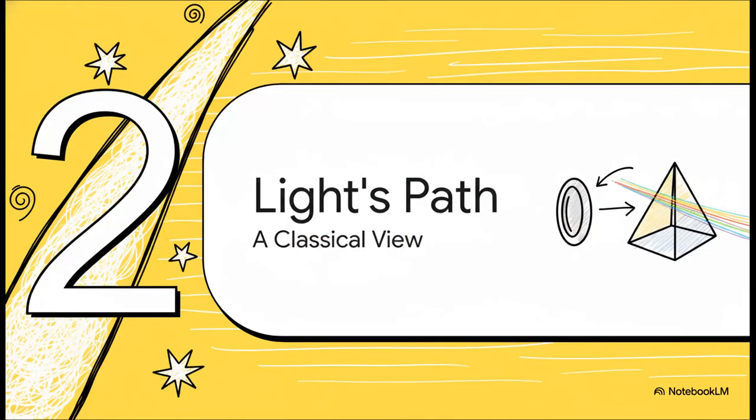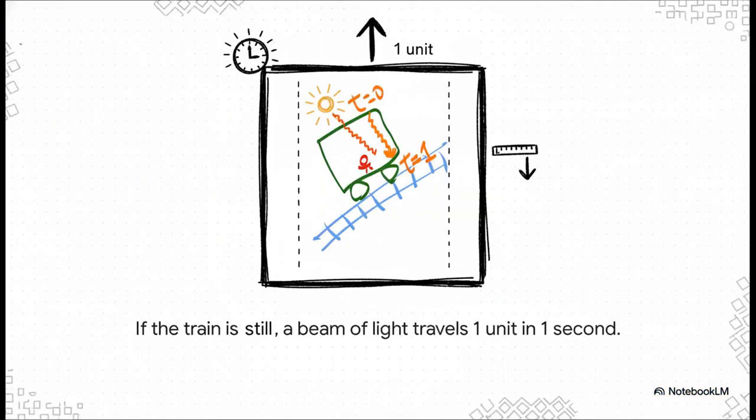Okay, Section 2, Light's Path, a classical view. So now that we have our base space all set up, let's zoom in and look at a simple beam of light inside that train. And remember, we're still only using classical Newtonian rules here. First, let's do the easy one. The train is just sitting still. A photon gets fired from the ceiling, and it goes straight down to the floor. Easy. If we say the height of the train is, say, 1 unit, then the light travels a distance of 1 unit. Super simple, no tricks.